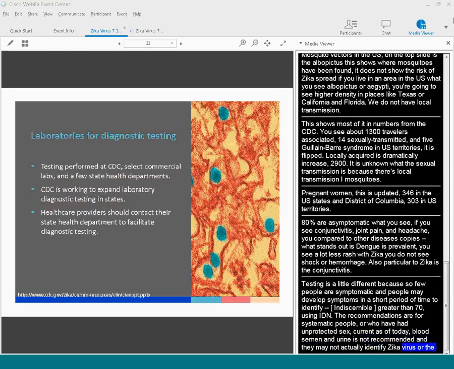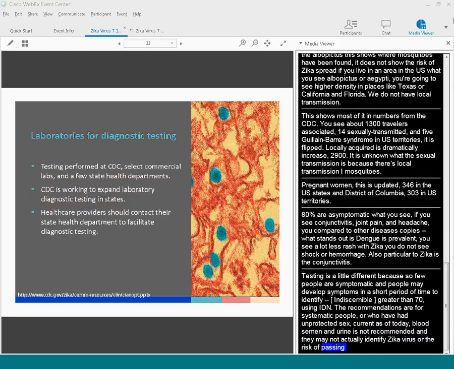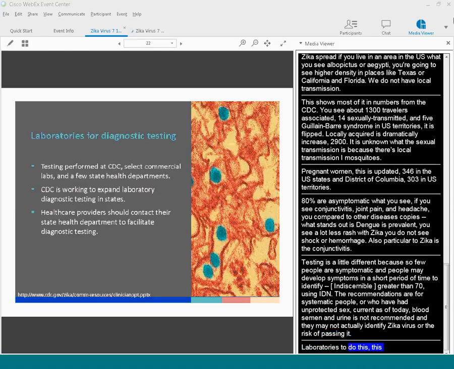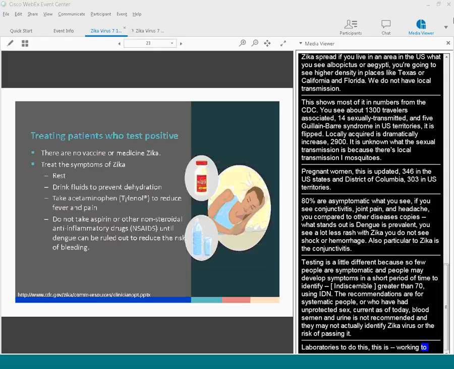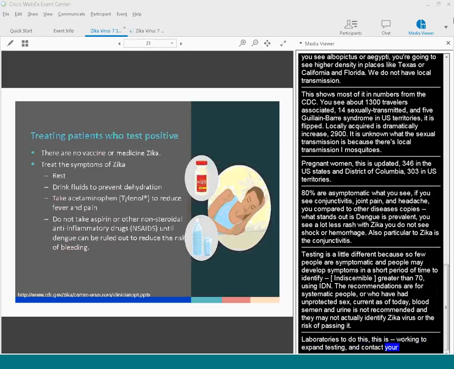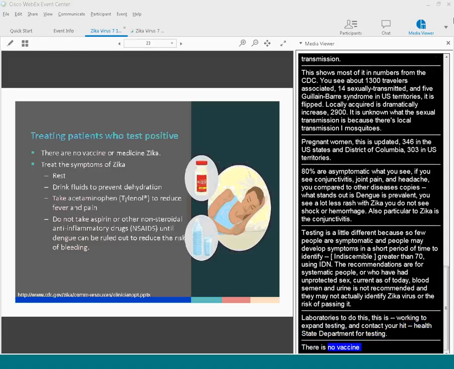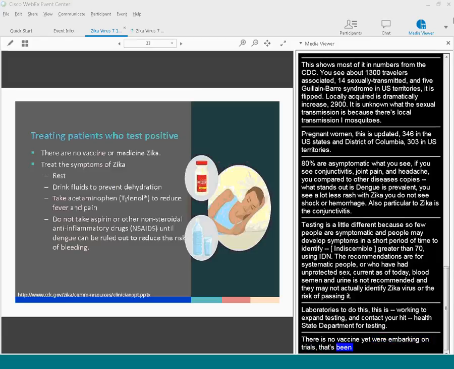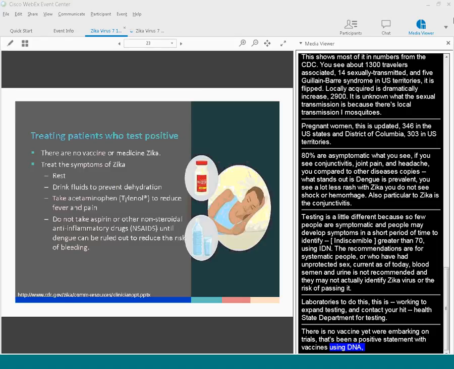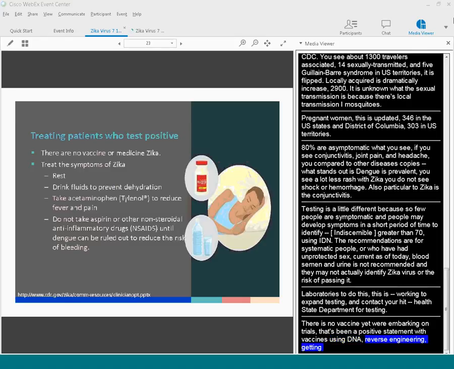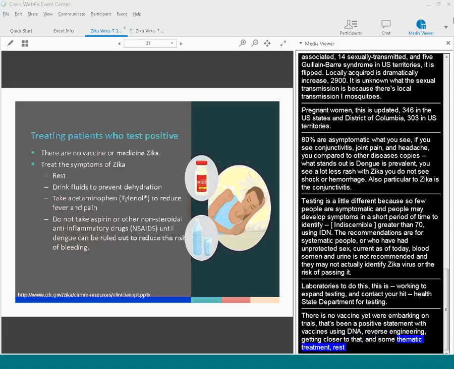Laboratories to do this, again, CDC is working to expand diagnostic testing in states, performed at CDC and a few state health departments right now, and contact your state health departments to determine how to do diagnostic testing. So there's no vaccine yet. We are embarking on human trials, I think, in a few months. So that's been a really positive statement with vaccines using DNA reverse engineering. We're actually getting closer to vaccines, probably closer than we thought just a few months ago. And really symptomatic treatment, rest and fluids, acetaminophen for fever and pain, and avoiding aspirin, again, because dengue presents with similar symptoms, and that could exacerbate possible hemorrhage.